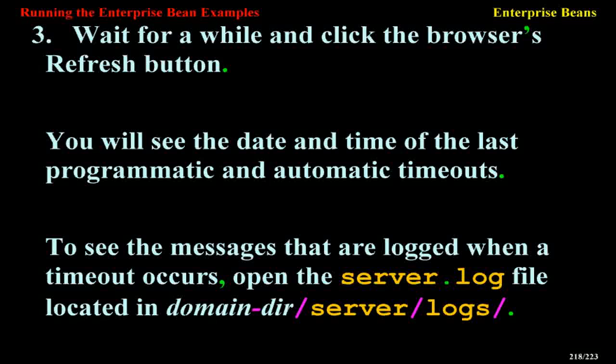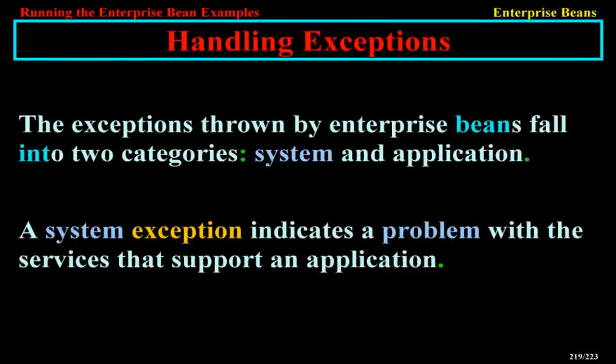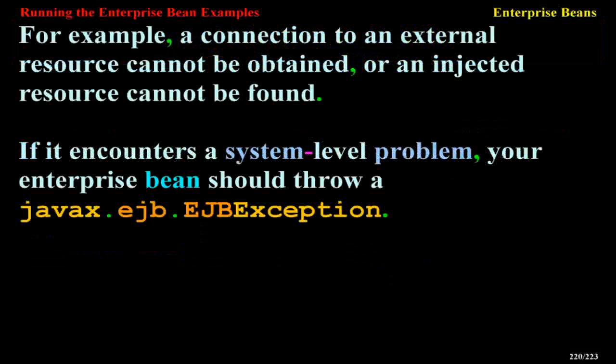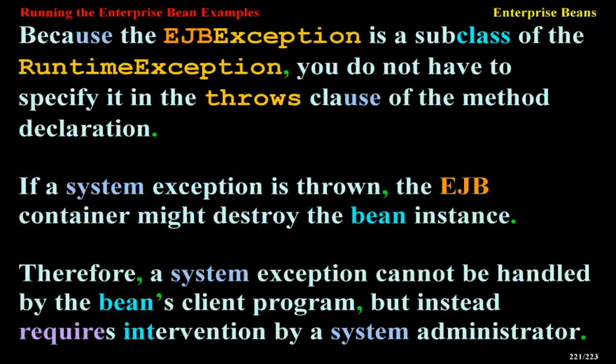Handling exceptions. The exceptions thrown by enterprise beans fall into two categories: system and application. A system exception indicates a problem with the services that support an application. For example, a connection to an external resource cannot be obtained, or an injected resource cannot be found. If it encounters a system-level problem, your enterprise bean should throw a javax.ejb.EJBException. Because the EJBException is a subclass of the RuntimeException, you do not have to specify it in the throws clause of the method declaration.